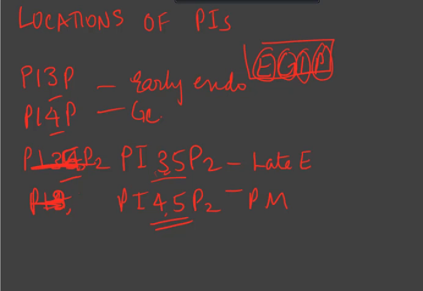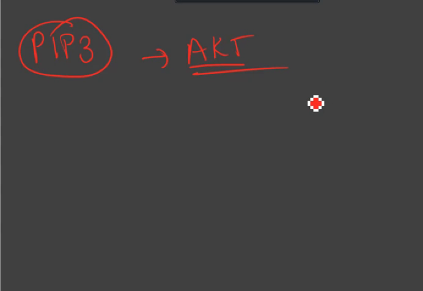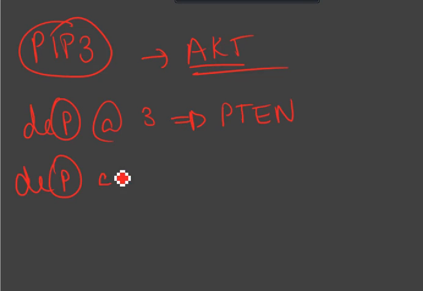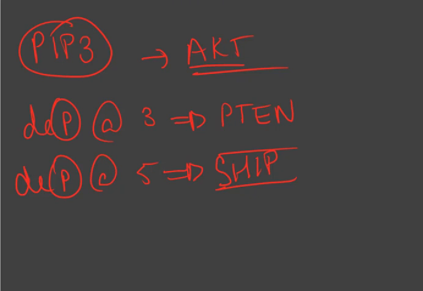Another little note that I wanted to make about PIP3 here. PIP3 is different from IP3, just make that distinction clear. And PIP3 is an important molecule because it can go about activating a protein kinase called AKT. And also remember that it gets dephosphorylated at the third position by a phosphatase called PTEN and gets dephosphorylated at the fifth position by a phosphatase referred to as SHIP. Okay, so remember those 2 points about PIP3s.